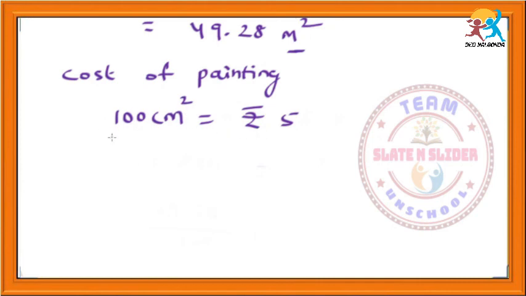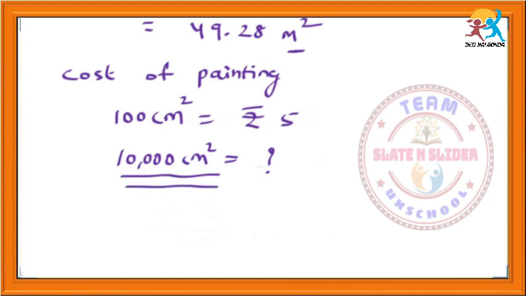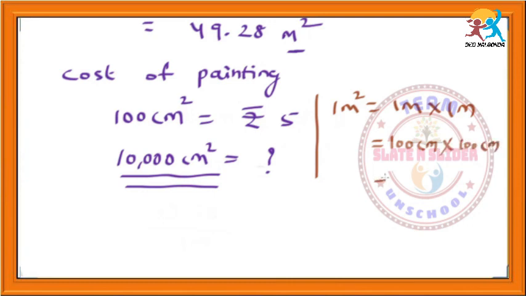Then for 10,000 centimeters square, how many rupees? Why I have chosen this 10,000 centimeters square? I will show here. For 1 meter square, that is equal to 1 meter into 1 meter. So 1 meter means in centimeters, this is 100 centimeters. So 100 centimeters into 100 centimeters, which will become 10,000 centimeters square. So that I have chosen that.